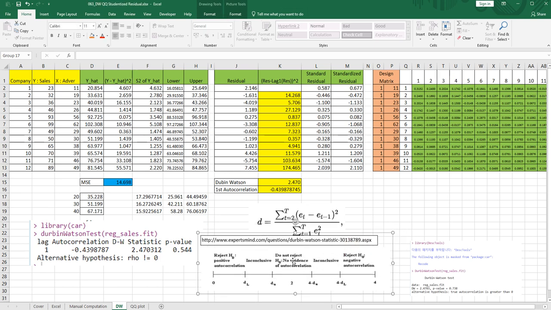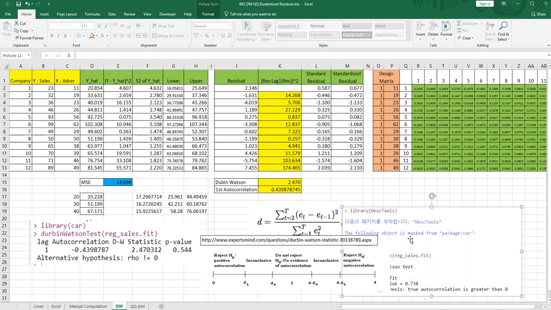So the middle point is 2, right? So once we have a Durbin-Watson statistic from 0 to 2, it means that there is a positive correlation. And over 2 until 4, if we have the Durbin-Watson statistic, it means that the residuals have negative correlation. Okay.